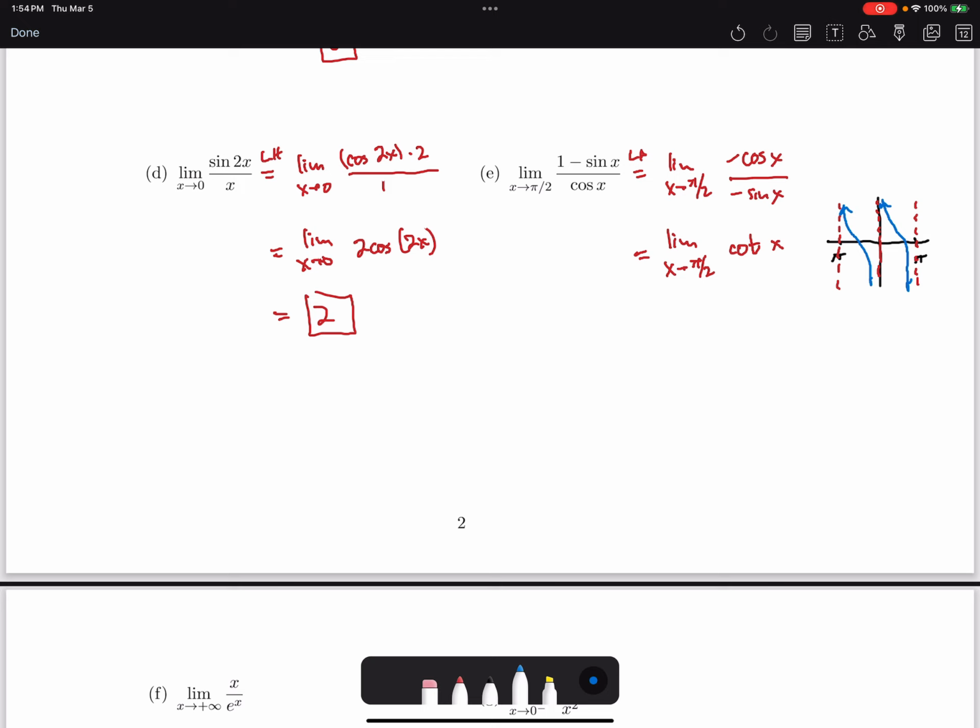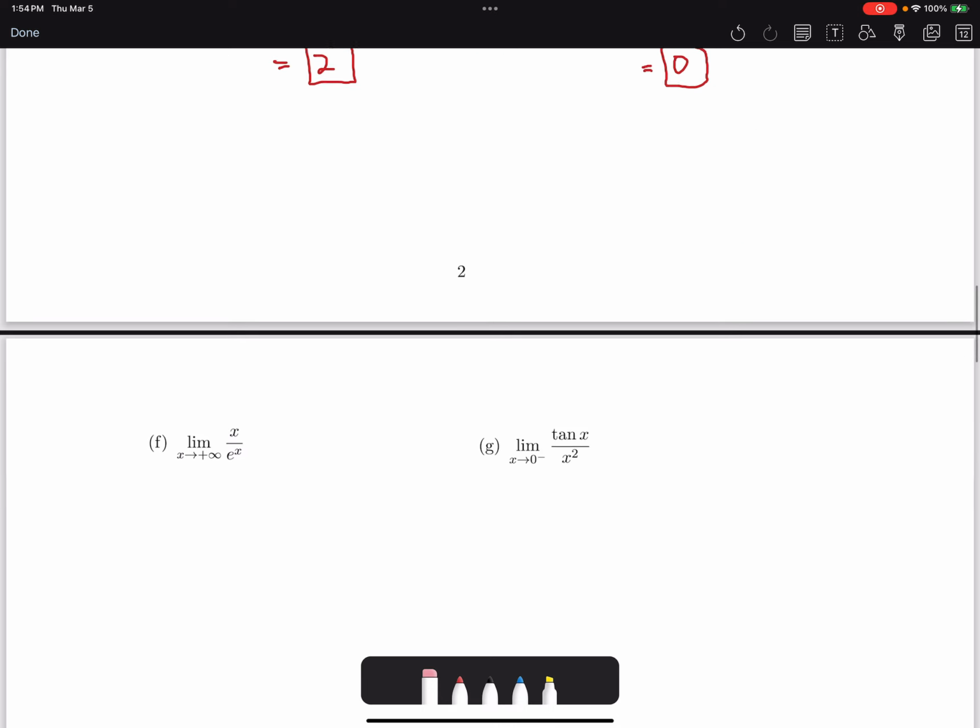Okay, so what's happening at pi over 2? Oh, well, nothing, right? At pi over 2, this thing should just be 0. Okay, so cotangent pi over 2 is just 0. So no issue there. I didn't even need to draw the graph. I should have just used a calculator and plugged in pi over 2. I thought we were going to have something interesting going on. Okay, moving on.